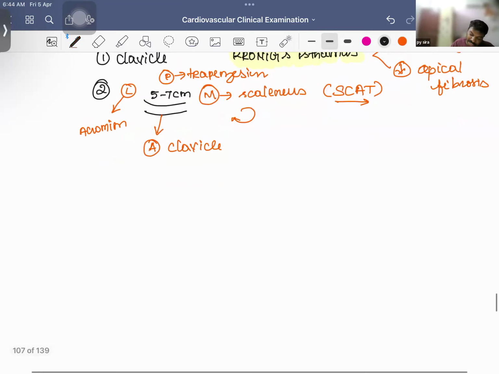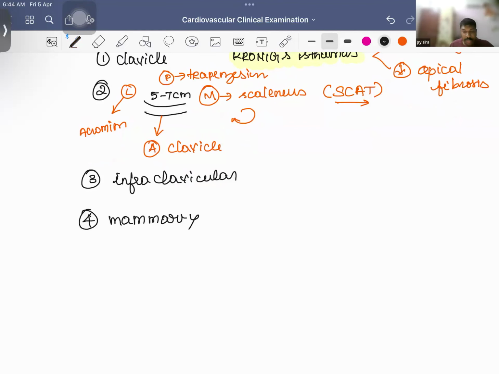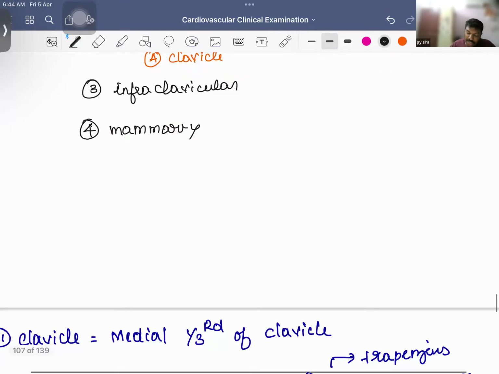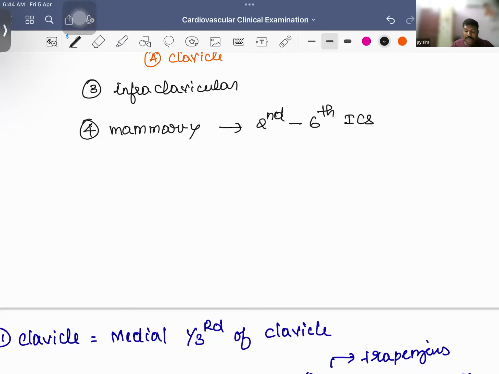Third one is the infraclavicular area. Fourth one is the mammary area. As I told you, there is the mammary area, and many books don't give the inframammary area. The mammary area is usually from the second to sixth intercostal spaces. This should be compared to the left side, but the left side cannot be compared because of the cardiac dullness. You should be able to tell that in the exam.